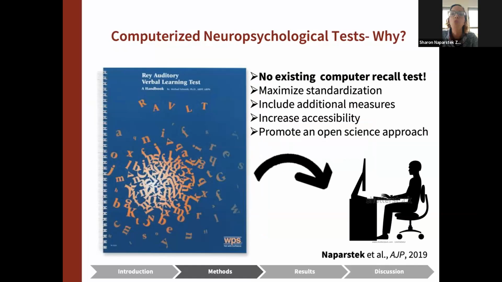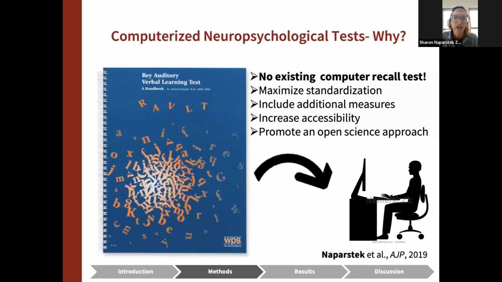And why is this important? So I think, first of all, like I said, just standardizing administration, not only in the way we administer the test, but also minimizing the bias in scoring, which is a big issue. Second, when we use computerized tests and tools, I won't have time to go into it today, but we can add additional measures such as response time or detection time that are highly valuable in many populations. Of course, computerized tools increase accessibility.